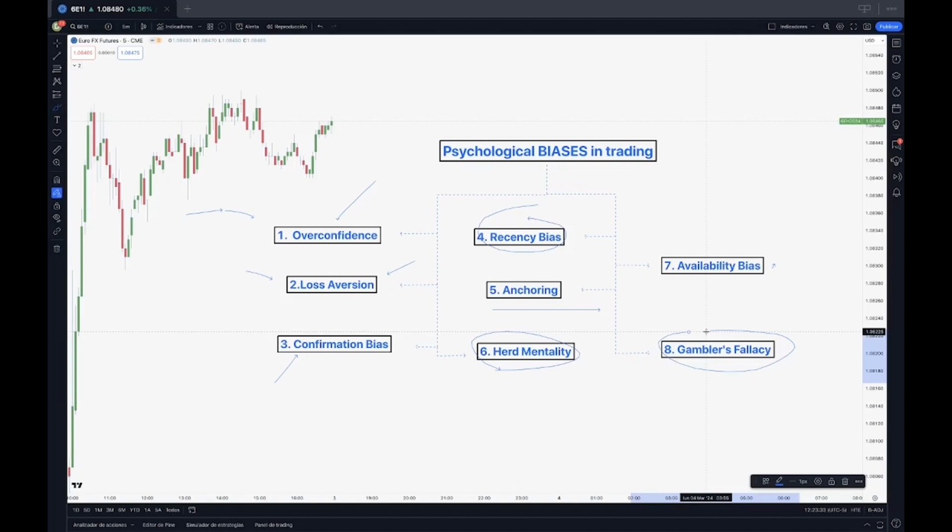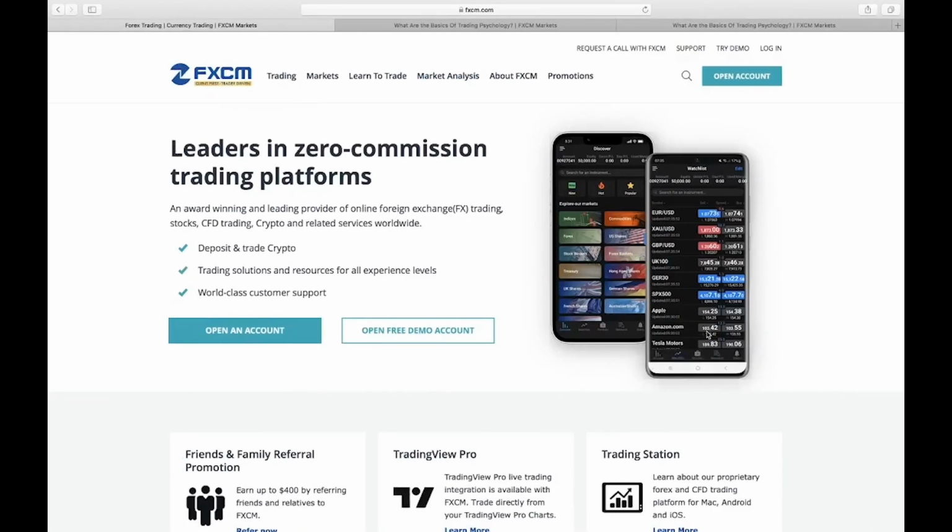Okay, so recognizing and also mitigating these biases is essential, as I was telling you at the beginning, for us as traders to make informed decisions and manage risk effectively. So this can involve maintaining discipline, sticking to a trading plan, and seeking feedback from peers, your mentor, or other traders, right?